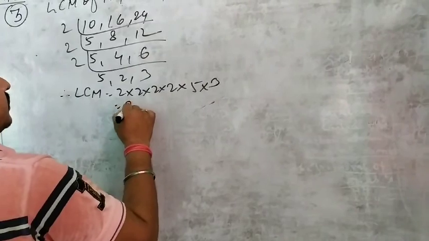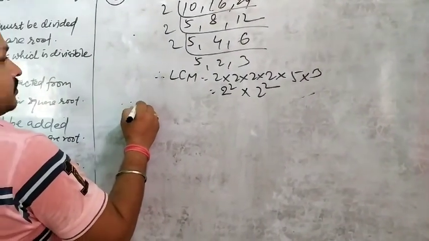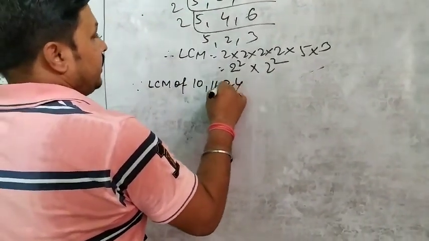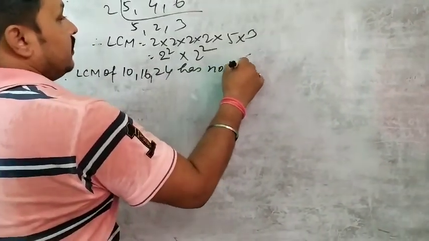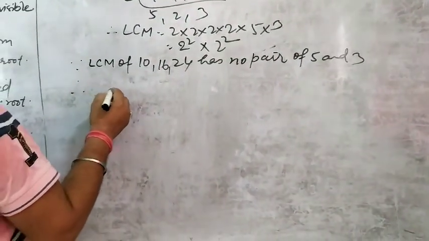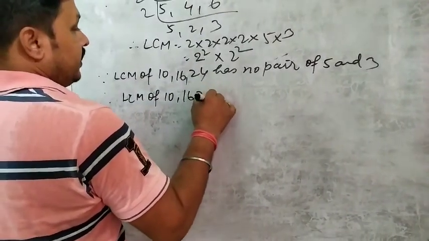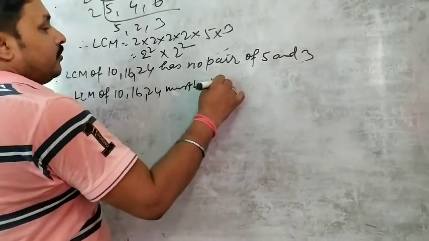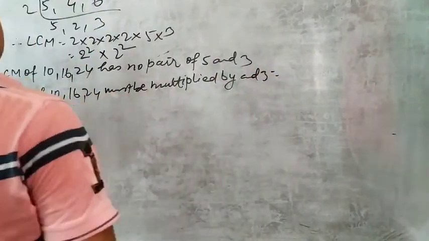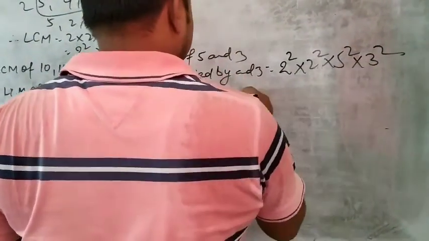So 2 has 2 pairs. Since the LCM of 10, 16, 24 has no pair of 5 and 3, the LCM of 10, 16, 24 must be multiplied by 5 and 3, so that it is 2 to the power 2, 2 to the power 2, 5 to the power 2, and 3 to the power 2.